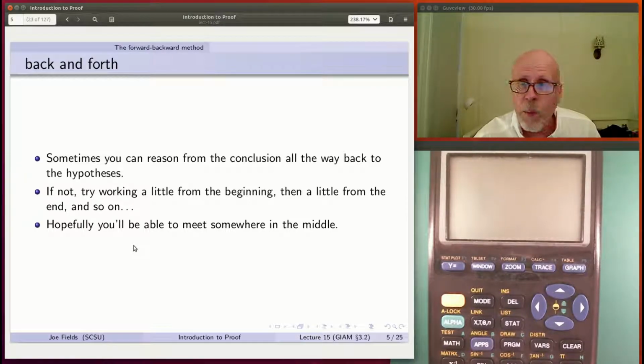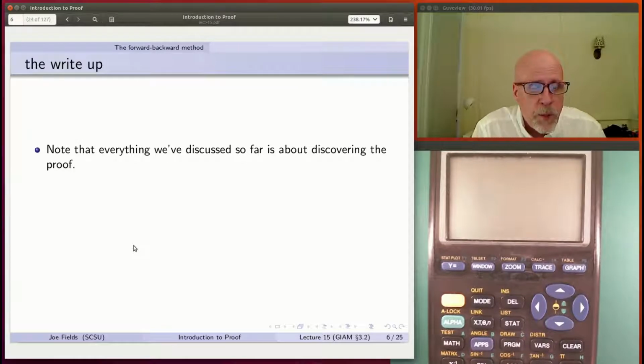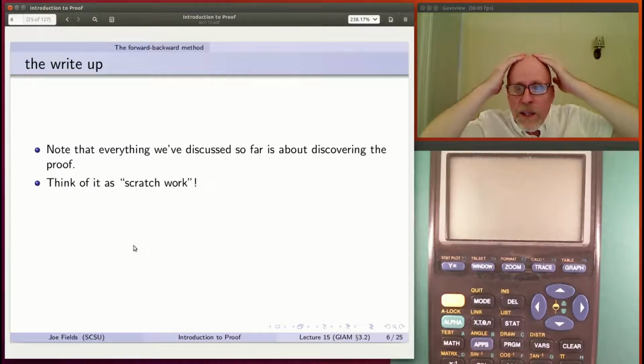And the hope, and it's amazing how often this will work out, is that you meet somewhere in the middle. Okay, so a few words on write-up, however. Everything we've just discussed is about the process of discovery, where you figure out what the argument is, but you can't write it that way. Think of all that stuff as scratch work.